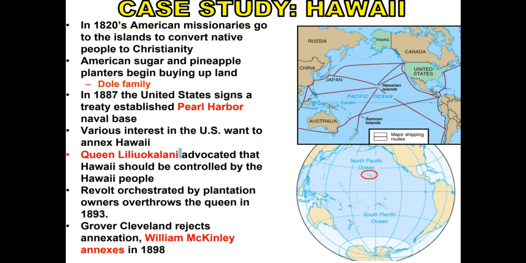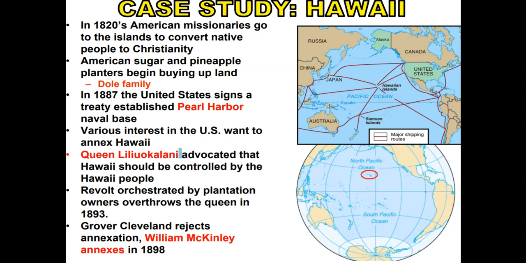One of the first case studies when it comes to imperialism is Hawaii. In the 1820s, American missionaries went to the island of Hawaii to convert native people to Christianity. American sugar and pineapple planters began buying up land. And one of those groups of people that went to Hawaii was the Dole family, which became very influential in everything that happened in Hawaii. In 1887, the United States signed a treaty which basically established Pearl Harbor as a naval base.